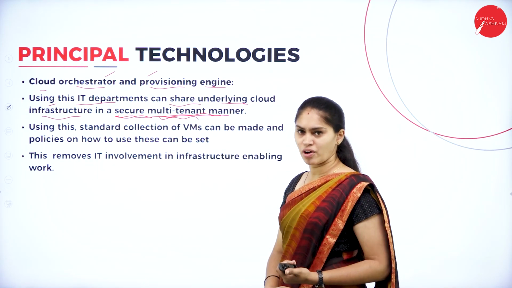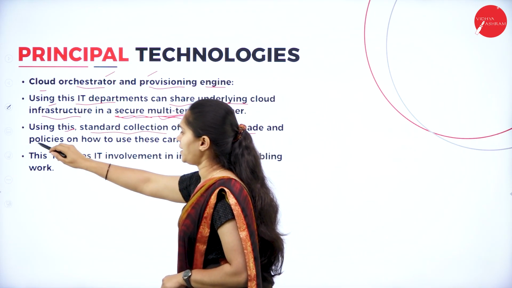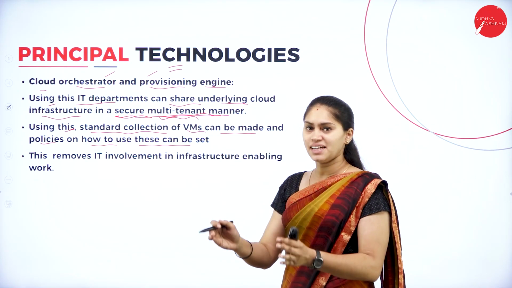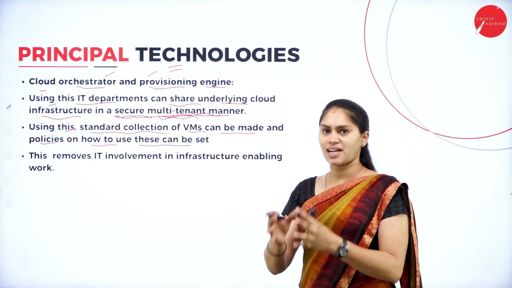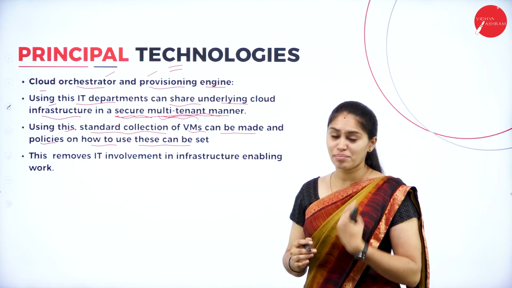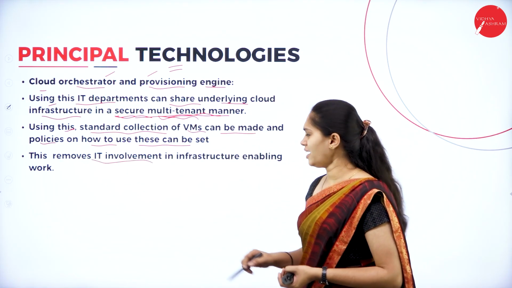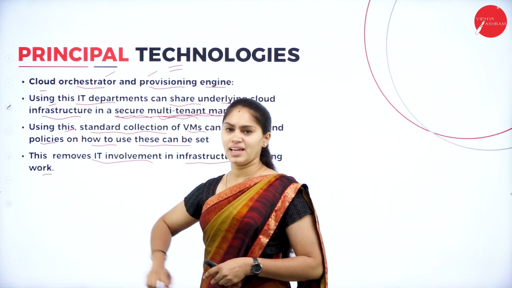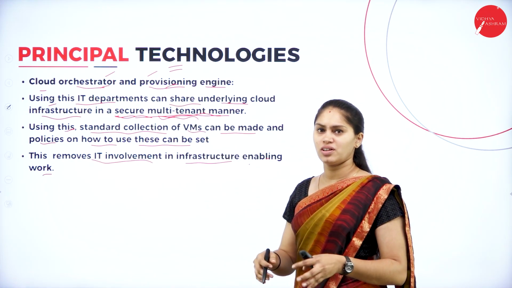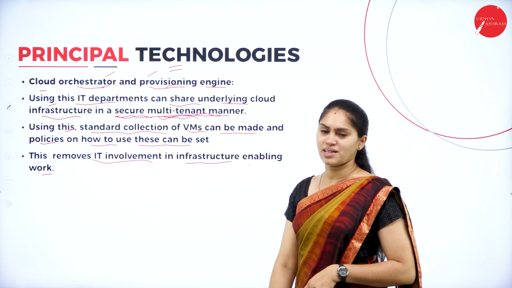So when we are having this provisioning, using this, a standard collection of VMs can be made, and policies on how to use them can be set. So when we have this principal technology, we are going to set some standards. Based on some standards and rules, we will get to know what our boundary is. If I get to know that, then I will know how to use this and what benefits I can get out of it. Then IT department involvement is not at all required in the infrastructure enabling work. Why? Because it is automated, that is, the orchestrator is there, and provisioning. You can take your services which already reside in the service pool. This is related to principal technology.